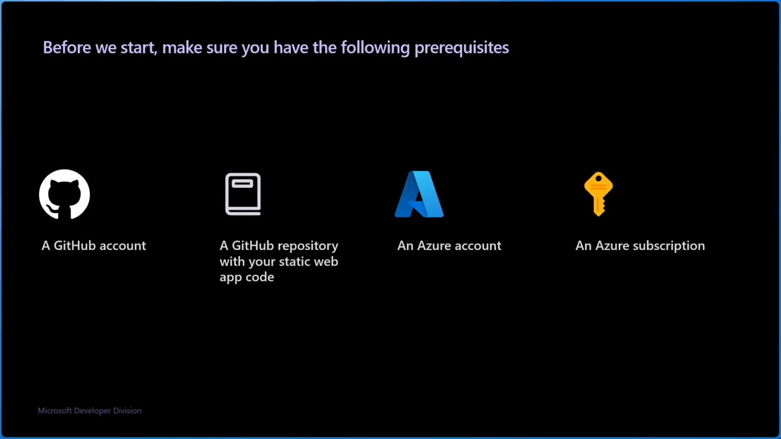1, a GitHub account. 2, we need to have a GitHub repository to host our static web app, the code for our static web app. And 3, an Azure account and an Azure subscription within that account.